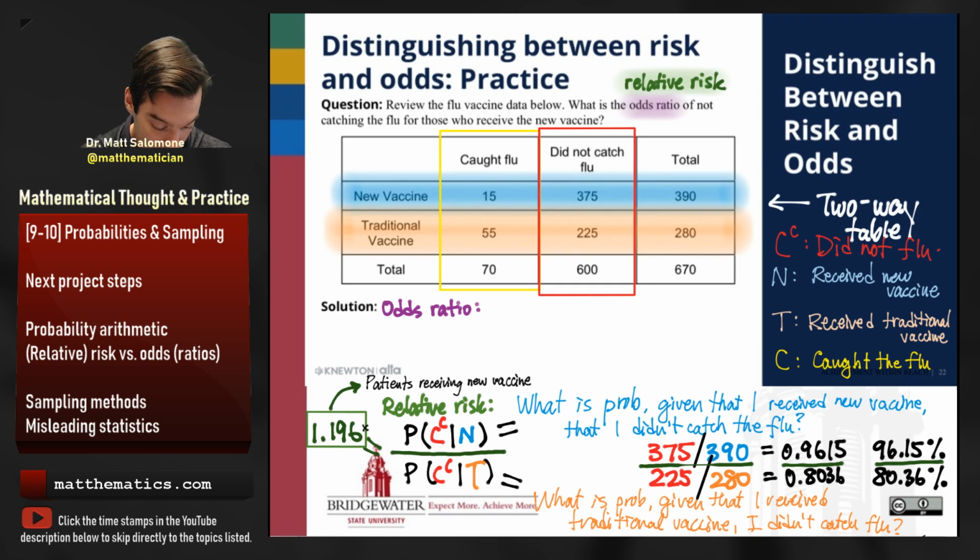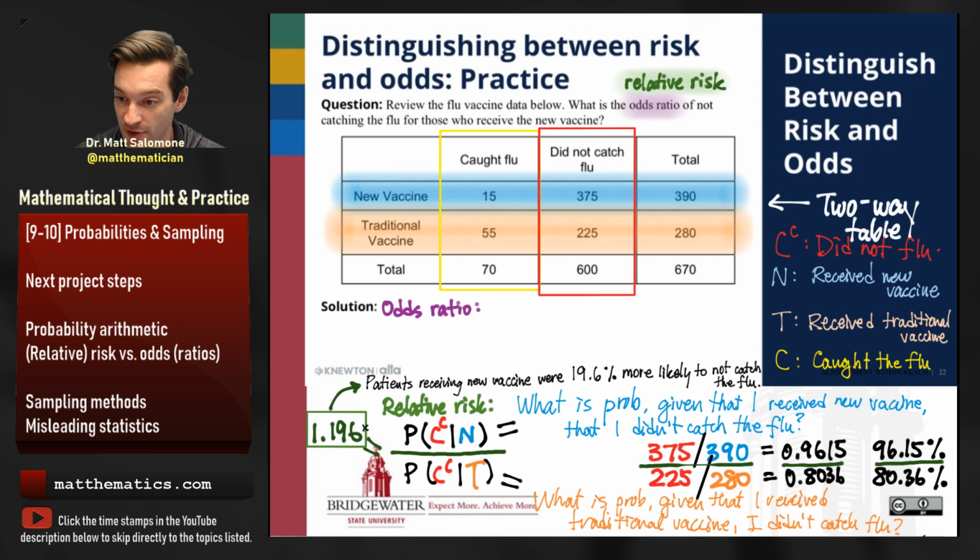Right? So patients receiving the new vaccine were, and how I would say this is I would chop off this 1 at the beginning and turn the 0.196 into a percentage, 19.6% more likely to not catch the flu compared to those who received the traditional vaccine. So that's the way to get a relative risk out of a problem like this.